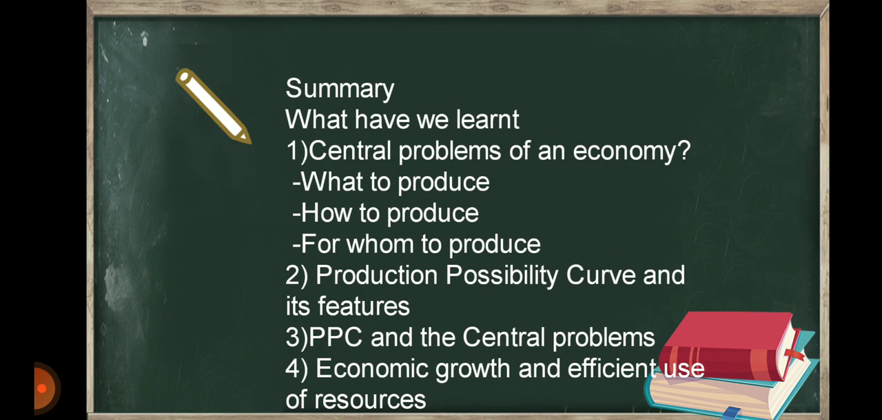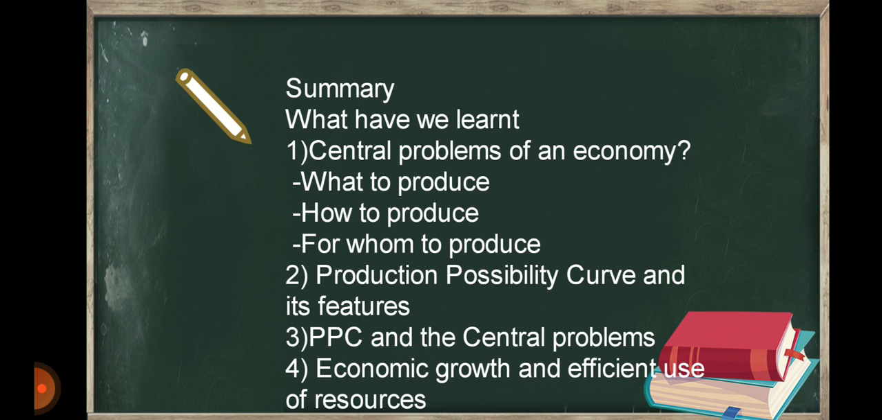Now let's summarize. Ready? So what did we learn? First, what are the central problems of an economy? What to produce, how to produce, and for whom to produce. What to produce means what goods should be produced and in what quantity. How to produce, whether to use labor intensive or capital intensive technology. For whom to produce, how to distribute these goods among the masses.